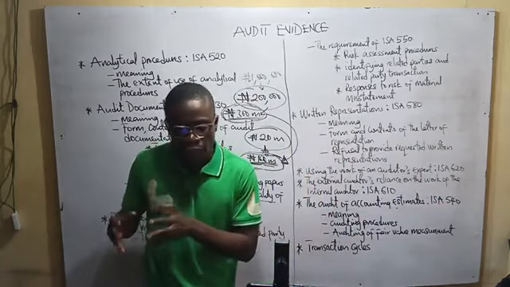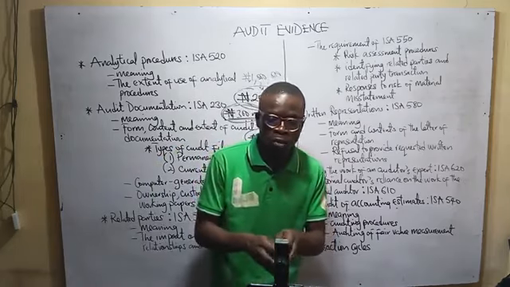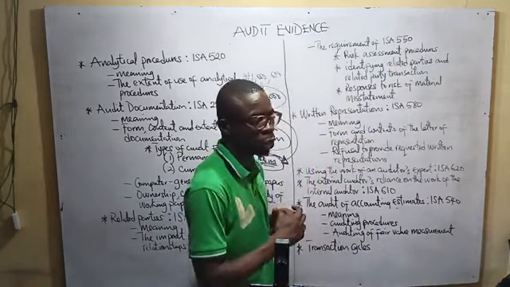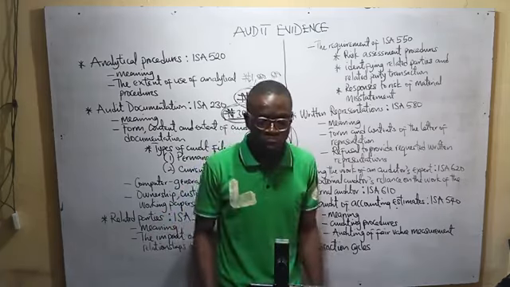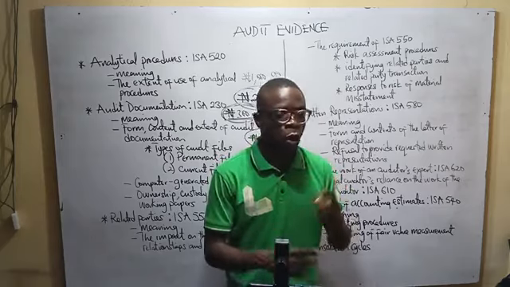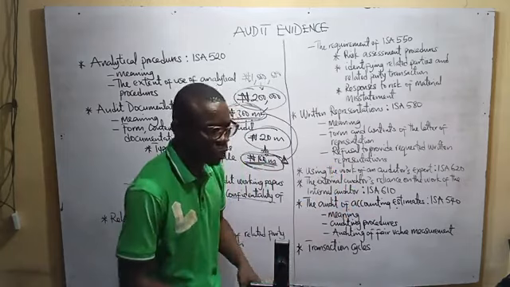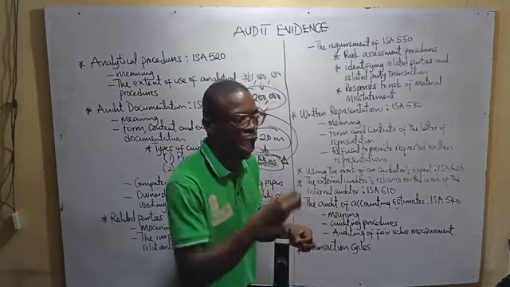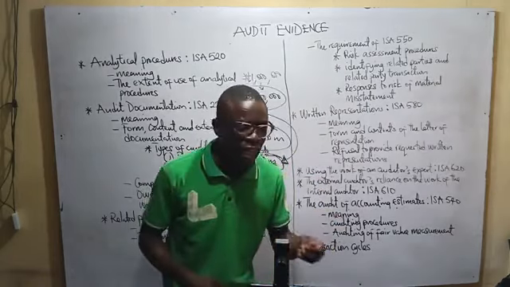The internal control means those things that we will put in place to achieve our control objective. That means before anybody moves out of the store, there will be security that will search them and check their belongings, to see whether they moved out with any of the company's property. That is what we call internal control. Now, what is test of control?